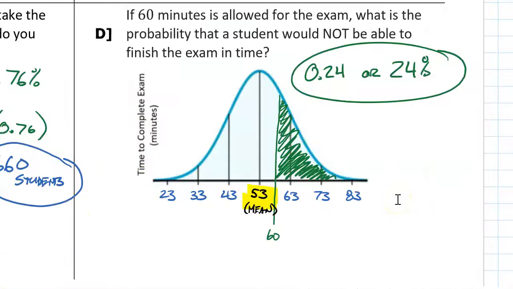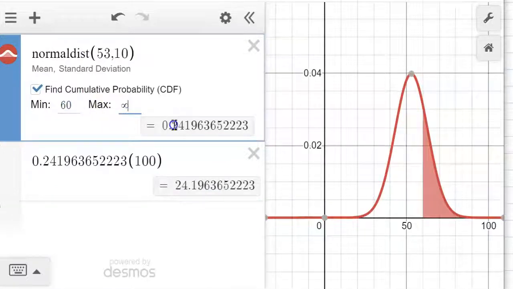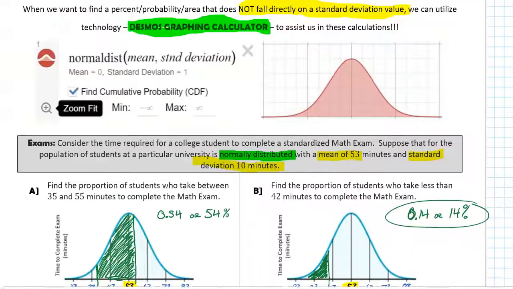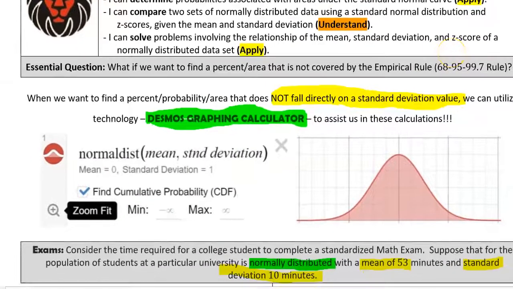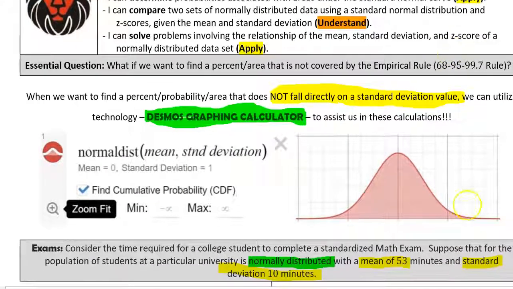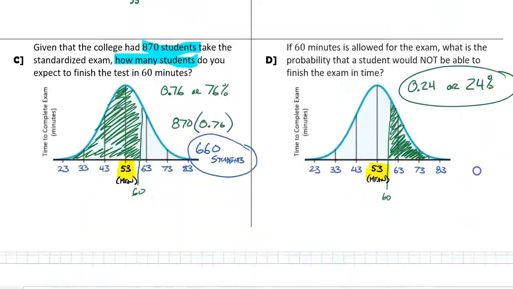In part D, we're looking for students who are not able to finish the exam. Not being able to finish the exam is anything higher than 60. So 60 to infinity, we get 0.24 or 24%, which we note here. Again, 60 is the min, infinity is the max, and multiply by 100 to get the percentage, or given as the decimal. So utilizing technology, specifically normal distribution with the mean and standard deviation, and manipulating the mins and maxes, we're able to go ahead and calculate these percentages that fall not on our standard deviation values.